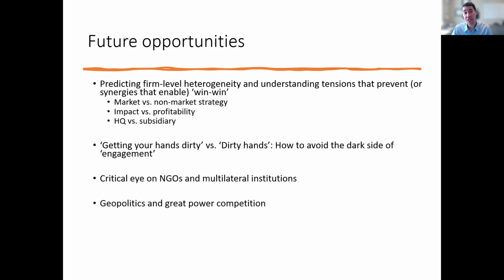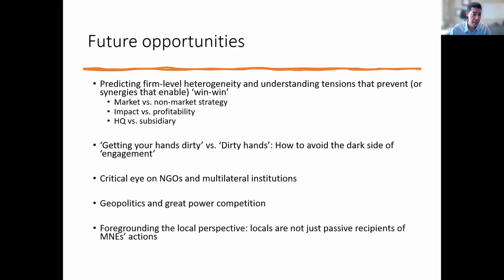Geopolitics, great power competition. For countries such as ours that we look at, that are not great powers, that are caught between the great powers, China, the US, Russia, you name it, how do they navigate those situations, and how do the firms navigate these higher level battles and issues between governments?